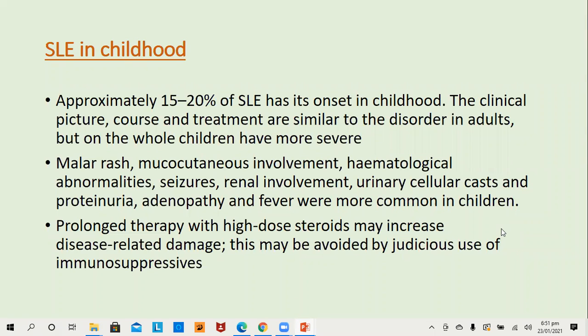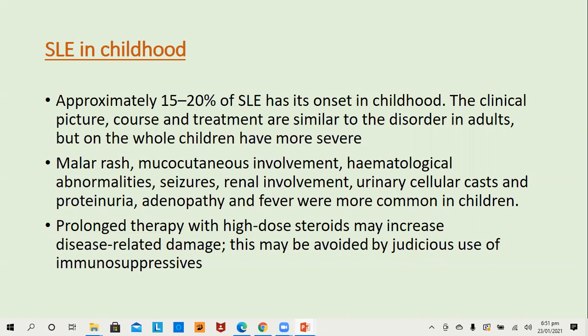SLE in childhood. Approximately 15 to 20% of SLE has its onset in childhood. The clinical picture, course, and treatment are similar to the disorder in adults, but on the whole, children have a more severe disease. Malar rash, mucocutaneous involvement, hematological abnormalities, seizures, renal involvement, urinary cellular casts and proteinuria, adenopathy, and fever are more common in children.